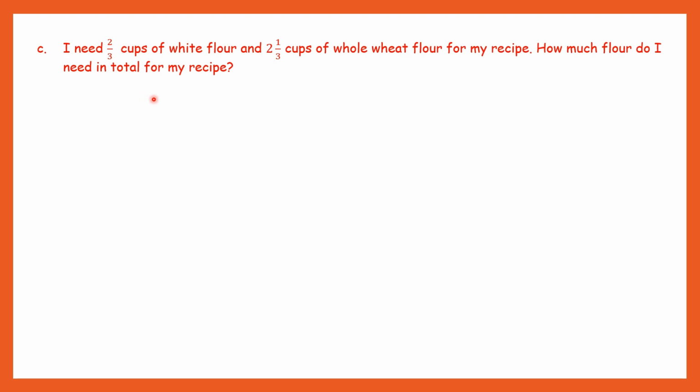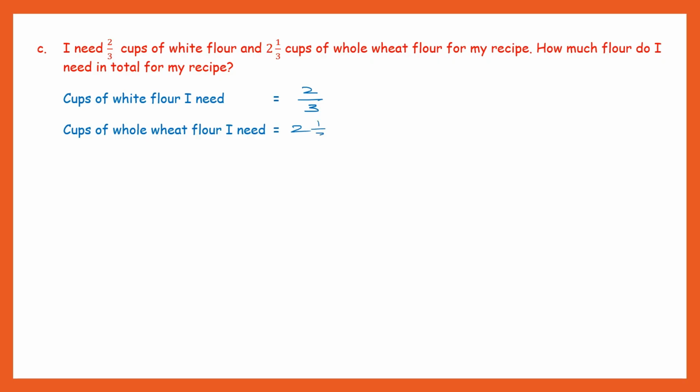So I'm going to first write out how many cups of white flour I need. The cups will be 2/3. 2/3 of a cup of white flour I need. Now how much whole wheat flour do I need? 2 1 by 3 cups. 2 1/3 cups of whole wheat flour. Now in total, flour I need in total means I need to add up and see. 2/3 plus 2 1 by 3.